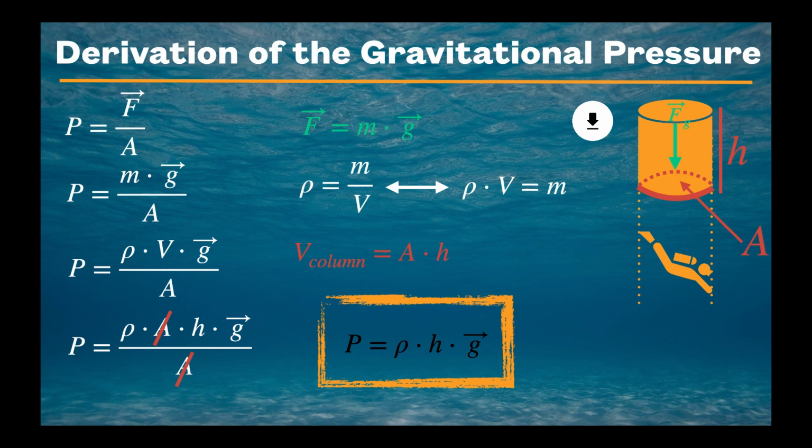And this gives us our final equation, which says that the pressure P in a fluid equals the density of that fluid times the height times the gravitational pull. And since the density of a medium is constant, as well as the gravitational pull, the gravitational pressure is depending only on the height.